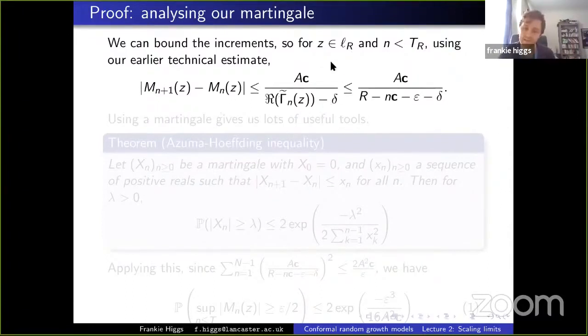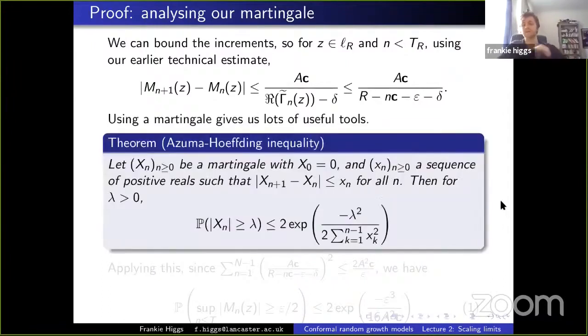This is using one of our earlier technical estimates. I said I didn't want to get bogged down in calculation. So what you get is something depending on n, and really doesn't matter what it is. That's just a matter of doing the sums. So I said we get access to a lot of tools since we have a martingale. Here's one of those, the Azuma-Hoeffding inequality. So for a martingale, xn, if we can bound the increments by something depending on n, then we have the following large deviations result.